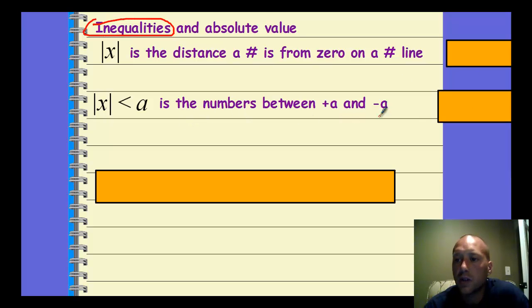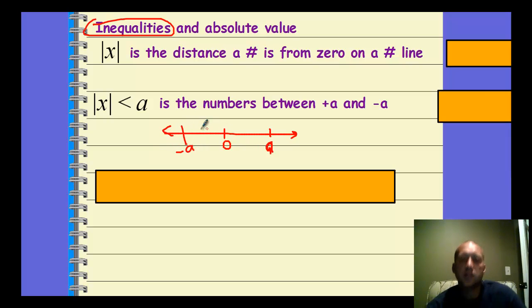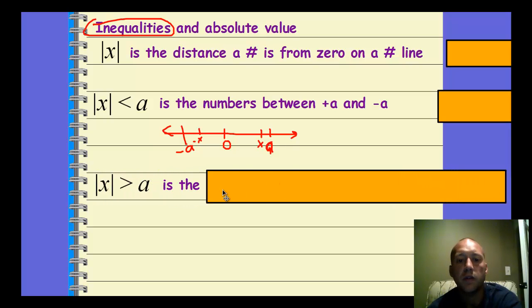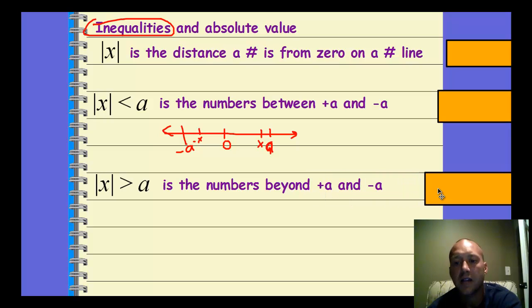If we show that visually, if we put 0 here and we have a to the right and negative a to the left, they both have a distance of a. So this inequality is saying that the distance, because the absolute value of x is the distance, x is going to be some distance away, a negative x or a positive x. That distance it is away from 0 has to be less than the distance a is. If we take the inequality and flip it around and make it greater, that distance has to be bigger than a's distance. So we say it's beyond, it's outside.